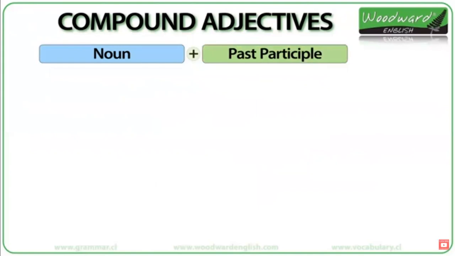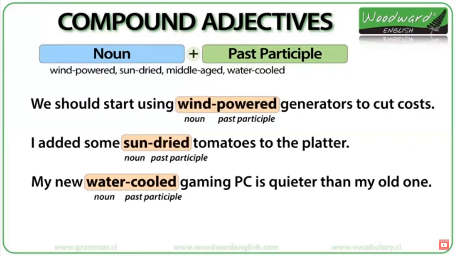Noun plus past participle. Some examples of compound adjectives that are made from a noun plus past participle include wind-powered, sun-dried, middle-aged, water-cooled. Our example sentences: we should start using wind-powered generators to cut costs. I added some sun-dried tomatoes to the platter. My new water-cooled gaming PC is quieter than my old one.